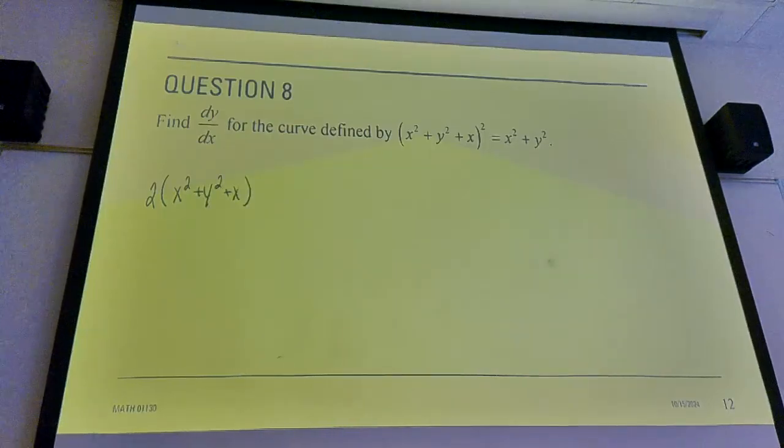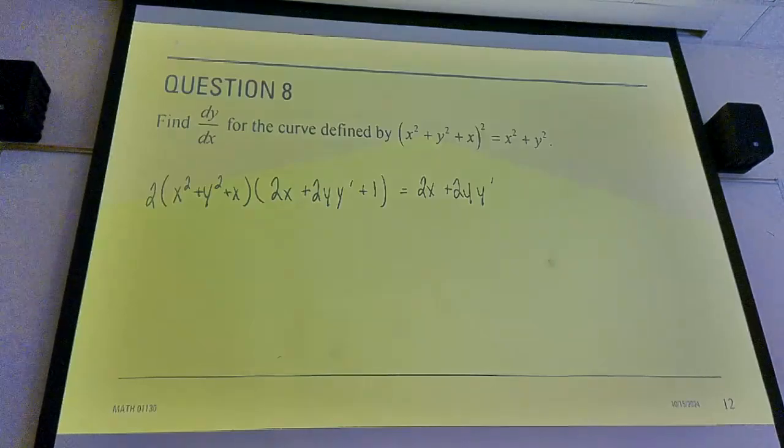And another open parentheses, 2x plus 2y times 2y dx. I'm going to write y prime for my sanity for this problem. Okay, that same thing, plus 1. Right hand side: 2x plus 2y dy dx. And now I want you to keep in mind, as we finish this problem, that was the calculus.